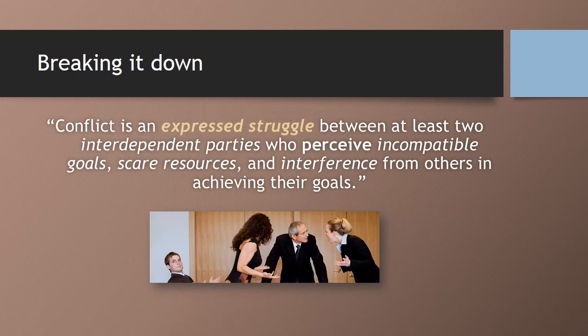Let's go back to our definition of conflict and break it down. First, conflict is an expressed struggle. It is the result of opposing forces coming together. For example, there's a conflict when a leader and a senior level employee oppose each other on whether or not all employees have to work on weekends.